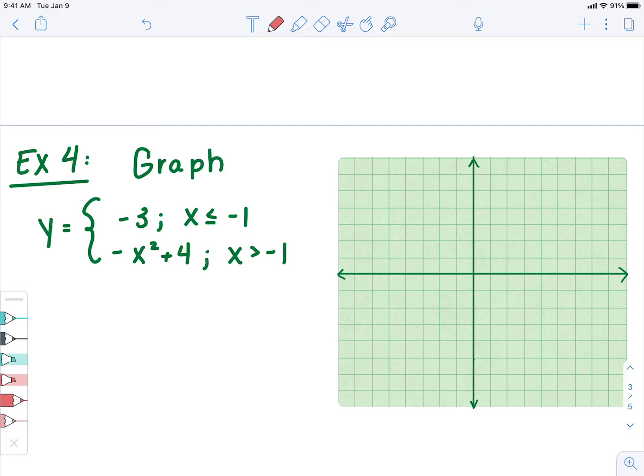So first I want to build my fence. Where do I want to build my fence? -1, right? So I'm going to -1, drawing in my dotted line. I'm going to make -3 be this pretty pink color. And I'm going to do negative x squared plus 4 in blue.